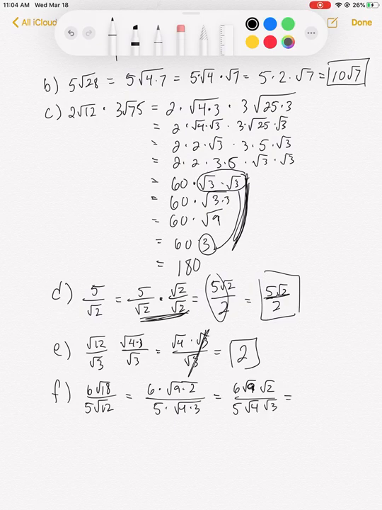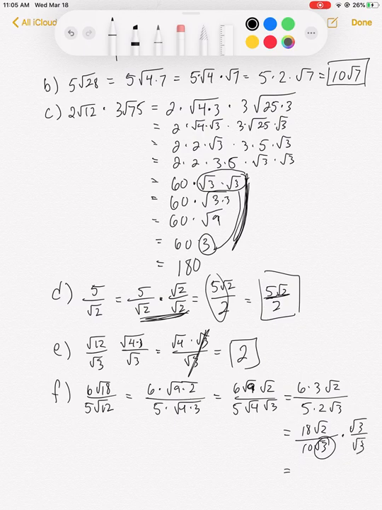Okay, and then simplifying them, we have 6 times 3 square root 2 divided by 5 times 2 square root 3. And when we get our final answer, we have 18 square root 2 over 10 square root 3. Now there's a square root of 3 in the denominator, and so we've got to take care of that, which means that we multiply both the top and bottom by square root 3 over square root 3.